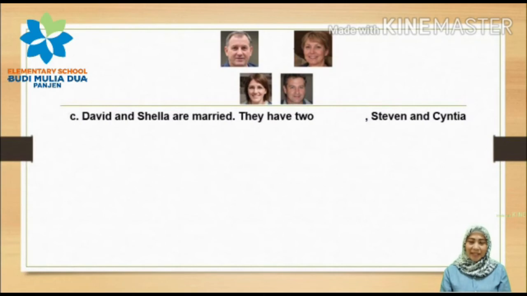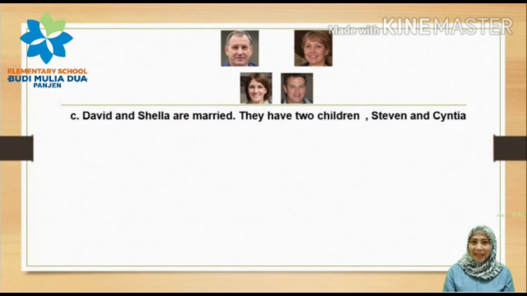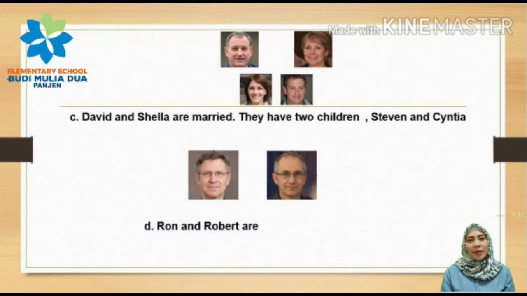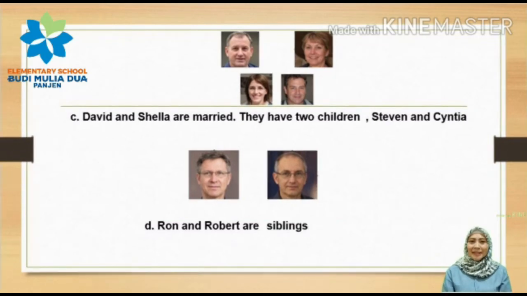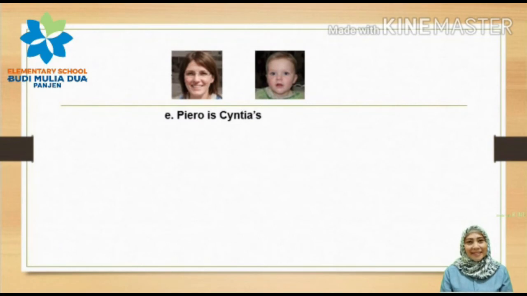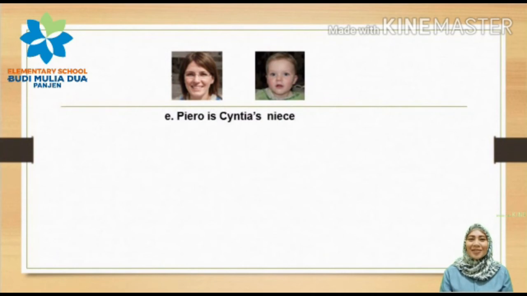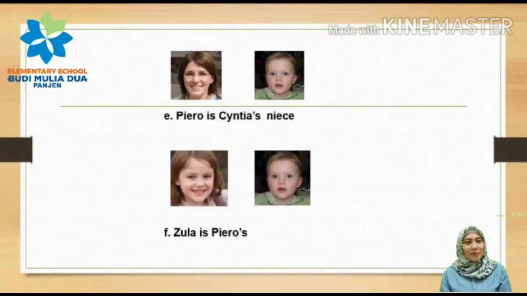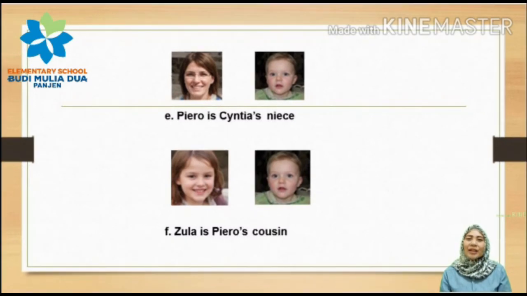David and Sheila are married. They have two children, Steven and Cynthia. Okay, that's correct. They have two children. Next. Ron and Robert are, okay, siblings. They are siblings, right? How about this? Piero is Cynthia's niece. Yes, that's true. And then the last one, Zula is Piero's cousin. Okay. When you work with this, you have to take a look at the family tree.